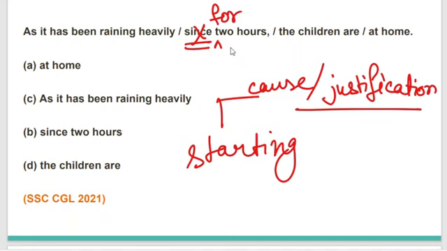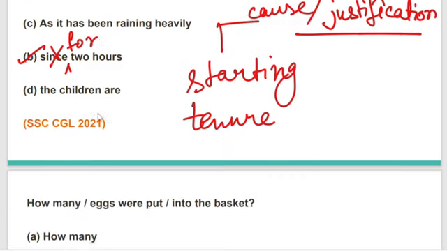Why are we using the word for? Because when we use for showing a tenure, for showing a duration, that it is happening for last 3 hours, or this mela, this fair is happening for last 3 days. So whenever we are trying to put any tenure, we can use the preposition for. So the correct sentence is, as it has been raining heavily for 2 hours, the children are at home. So the error is lying in part B, and we have to replace the word since with for. I hope the sentence is clear to all of you. Moving to the next question.